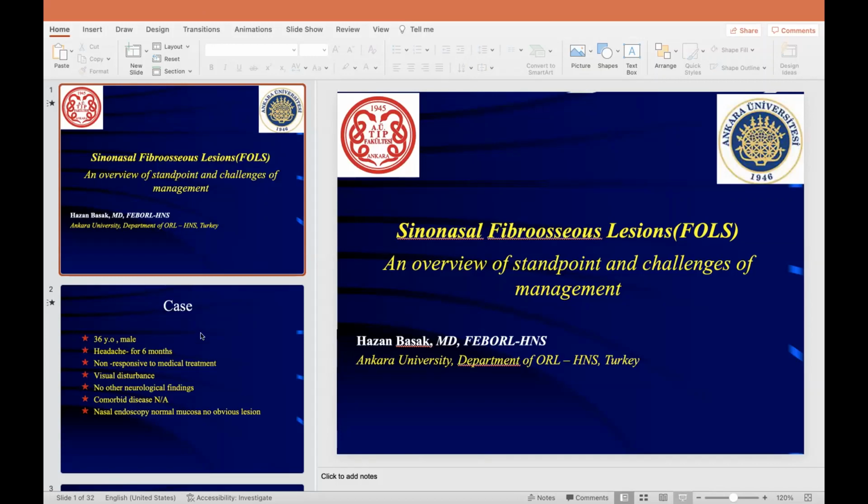So you can't find your anatomy in those cases. The juvenile form is more aggressive. So we will see it in childhood, where it is much more aggressive. The juvenile form has two subtypes. One is psammatoid, the other is trabecular.